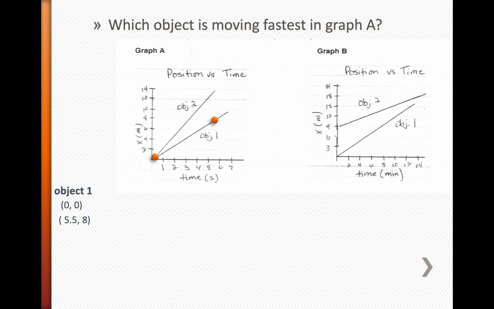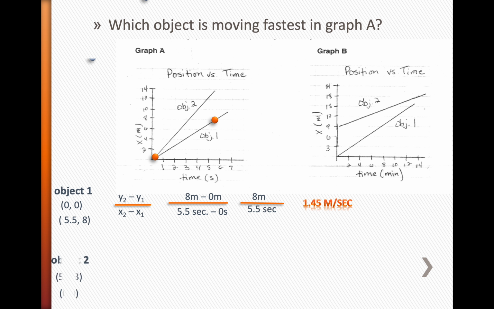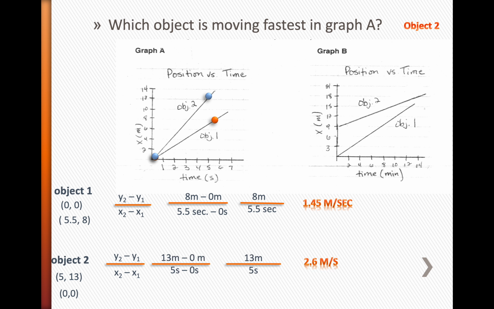So we can use that by looking at the slope of object 2 and object 1. So the slope of object 1 is about 1.45 meters per second. The slope of object 2 is going to be steeper than that, so it's going to be a greater number. So that's going to end up being about 2.6 meters per second.